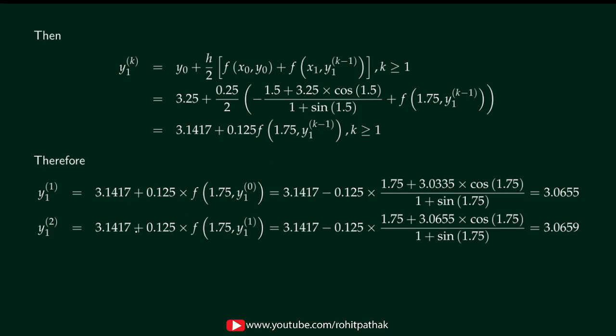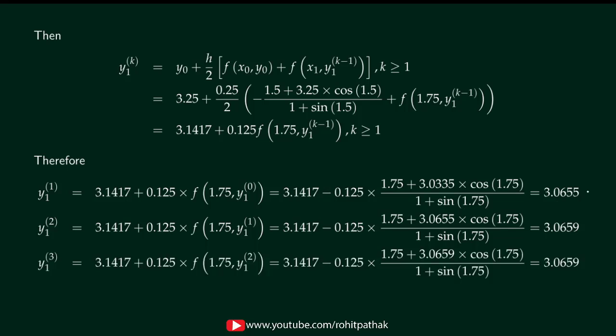Then using the same formula again for y1(2), this is the next better approximation to y1. So here the change is the value of y1. So here we use y1(1) and keep all other values as they are. So here y1(1) is 3.0655. So we replace this y1(0) by y1(1). So in this formula we replace this 3.0335 with 3.0655 and solve. So if we solve it, we get 3.0659, which is again the next better approximation to y1 as compared to 3.0655. Again using the same formula we get the next better approximation to y1.